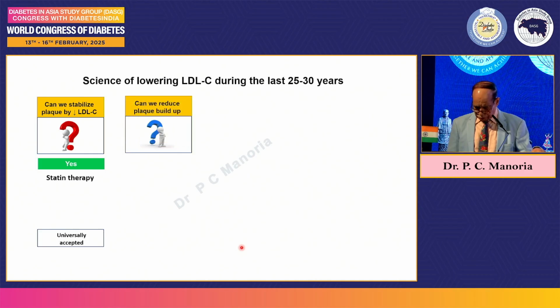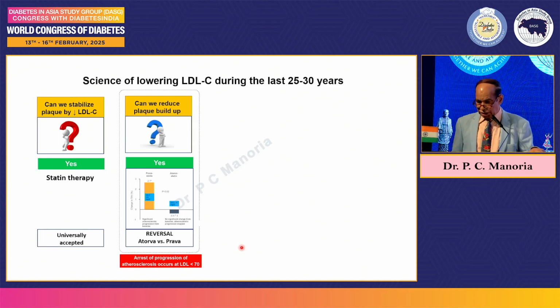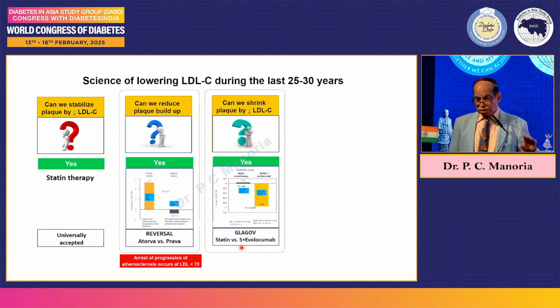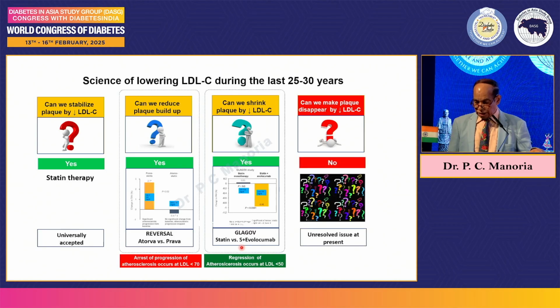Statin therapy, all of us know there's data on it. Can we reduce the plaque buildup, which means can we arrest the progression of atherosclerosis? The answer is again yes, and data from the REVERSAL trial very clearly shows this. And this occurs when your LDL is less than 70, and that's why the Lipid Association recommends LDL less than 70 even for primary prevention, because you are at a safe level where atherosclerosis would not progress. Can we shrink the plaque, which means regression of atherosclerosis? The answer is a very big yes, data from the GLAGOV trial. And can we make the plaque disappear from the vessel? Still an unresolved issue. Maybe in times to come, this may be possible.